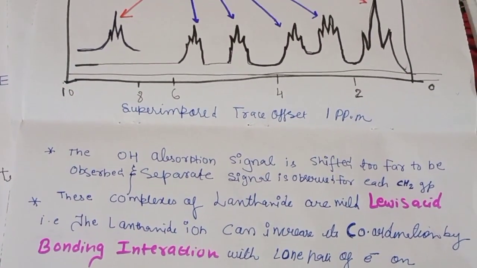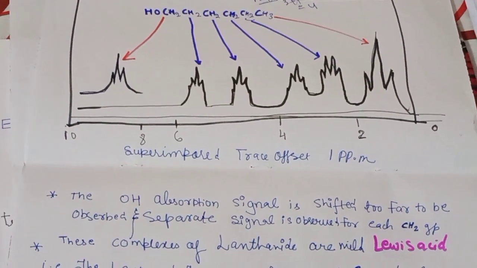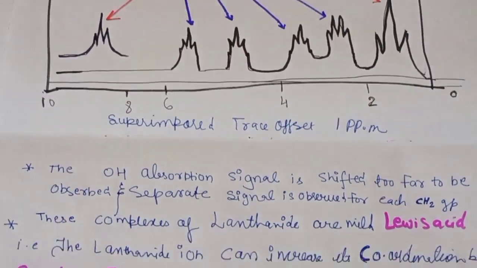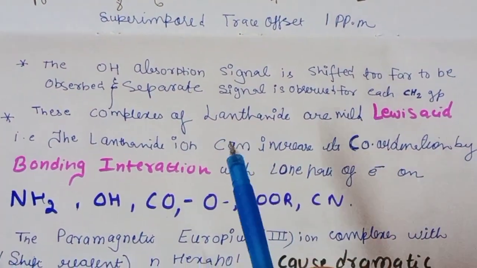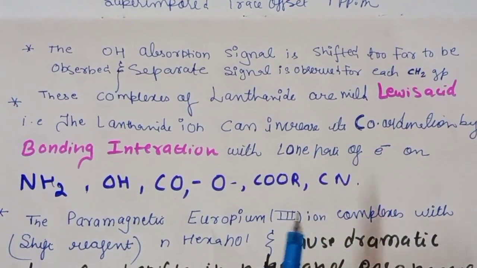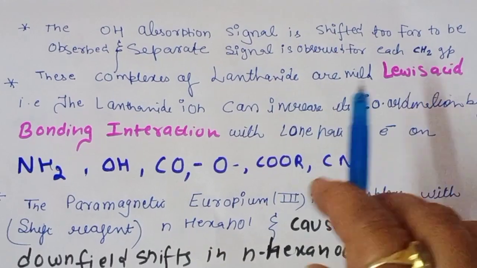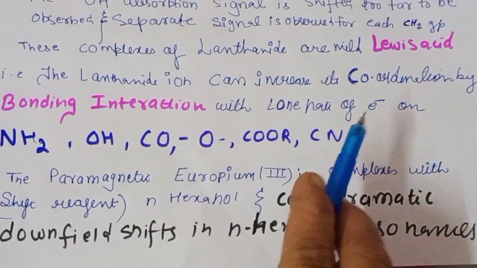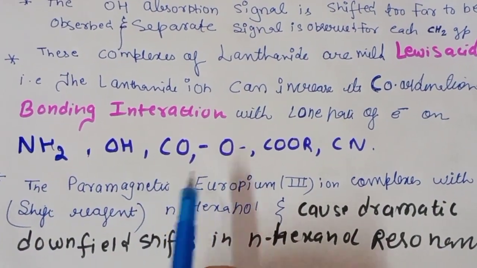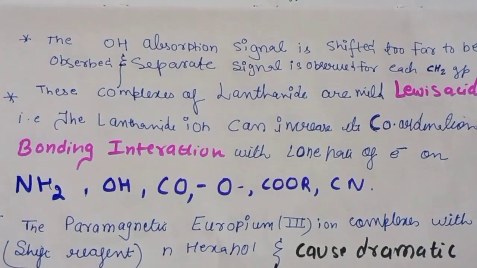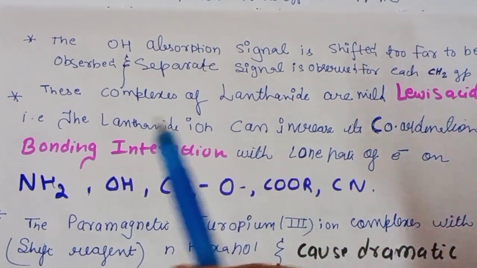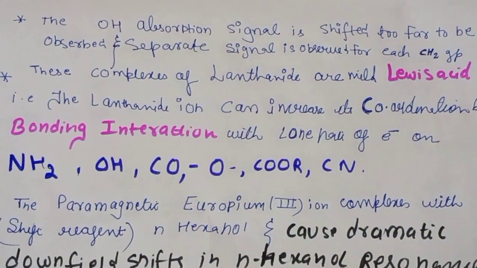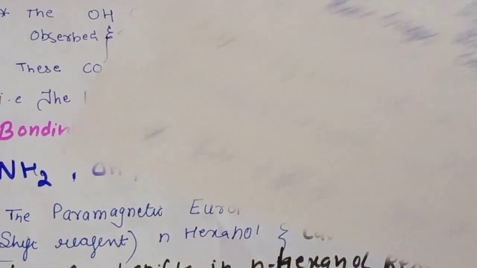Now the important thing comes. As we know, what are Lewis acids? Lewis acids are lone pair acceptors and Lewis bases are lone pair donors. So what happens here: our lanthanide ions, the europium three plus ion, act as mild Lewis acids, and the lanthanide ion can increase its coordination by bonding interaction with the lone pair electrons on the NH2 or OH group, as they are coordinated with organic ligands, the diketones. And also they do bonding interaction with the lone pair electrons present on various different ligands.